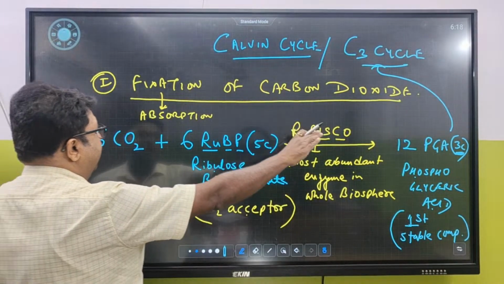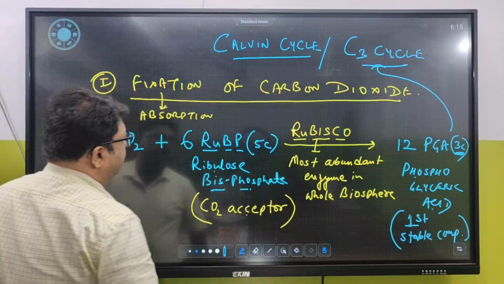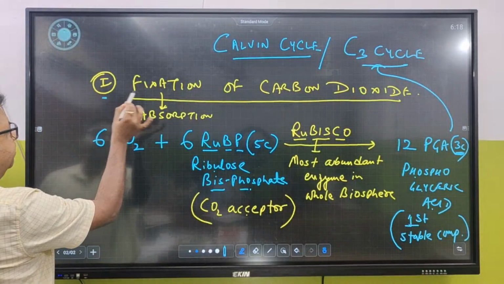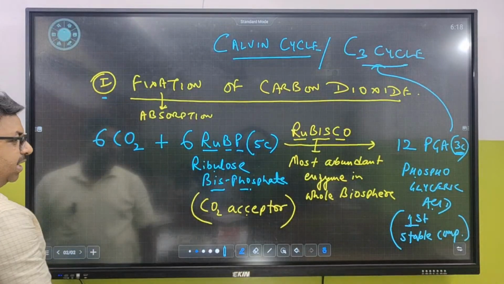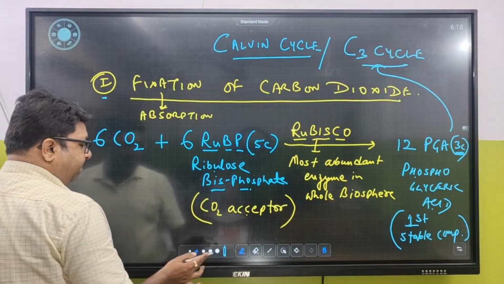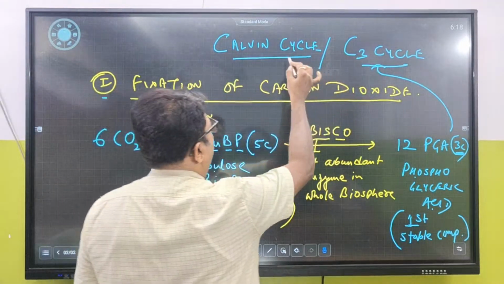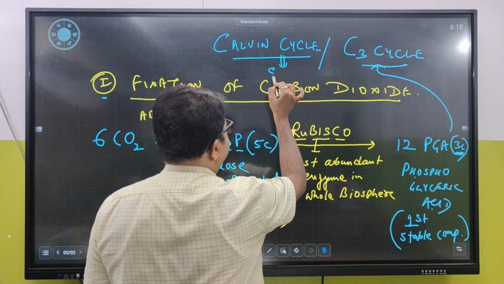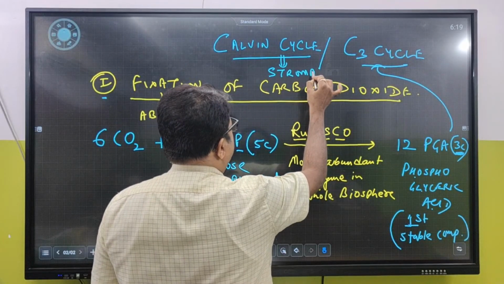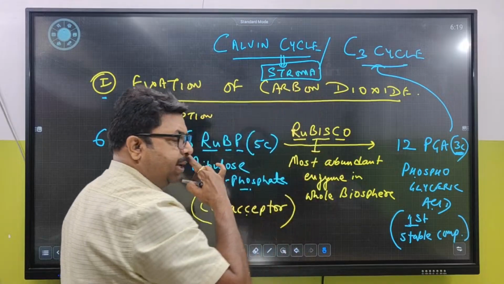Oxaloacetic acid. So over here, what is the first stable compound? Phosphoglyceric acid. So this becomes the first step of the dark reaction or Calvin cycle. Fine. Now, what is the location where the dark reaction takes place? Inside the stroma.